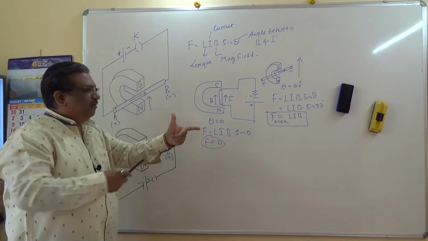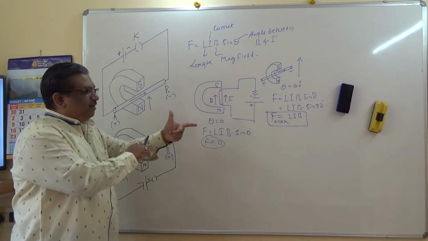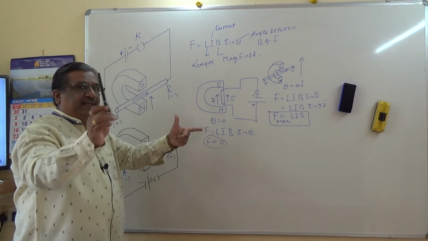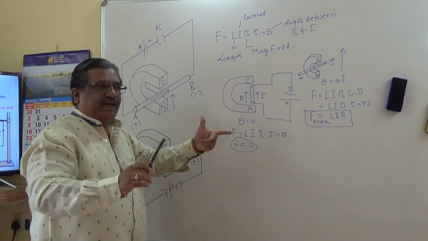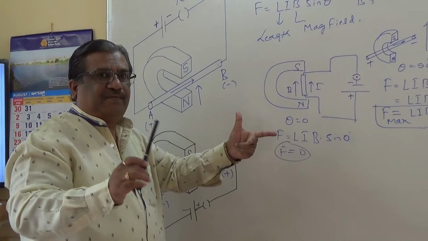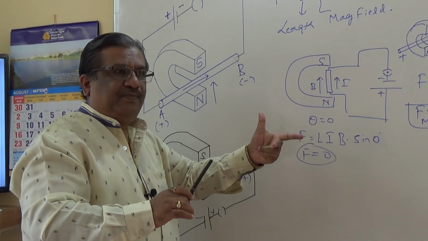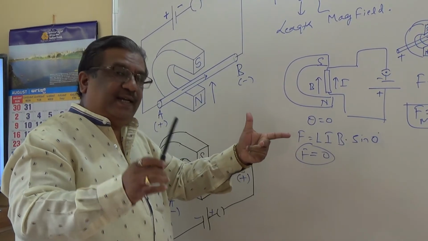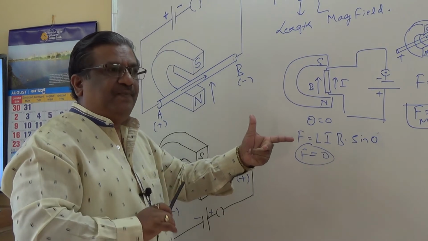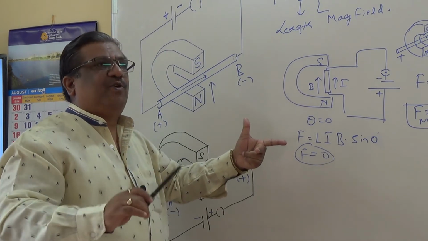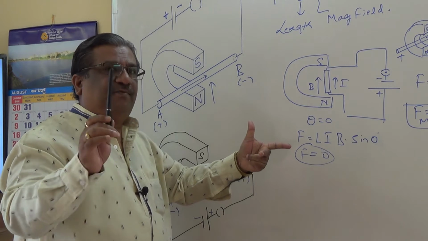Here, Fleming's left hand rule. What is that left hand rule? It is used to find out the direction of motion of the current carrying conductor when it is placed in a magnetic field. Direction of motion means it gives the direction of the force also.